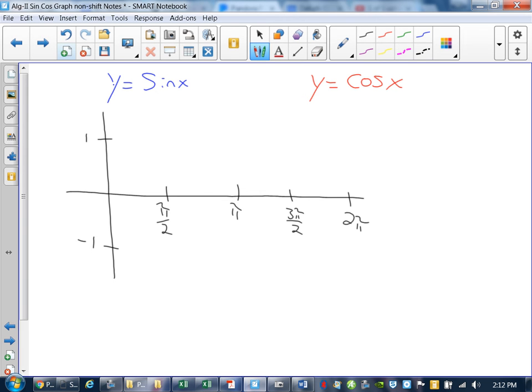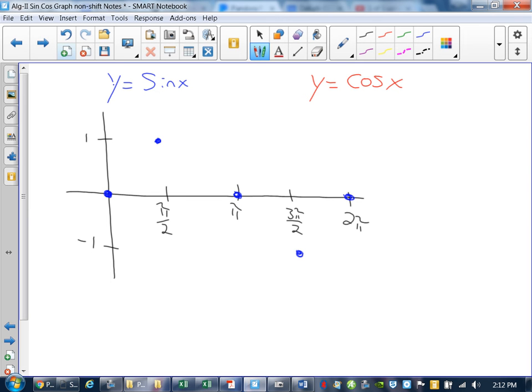Your sine graphs always, we just graphed this. Your sine graph started where? It started at 0. Your sine graphs, and this is going to be a general rule here, your sine graph starts at 0, always moves to its a value, back to 0, opposite at a, and back to 0.